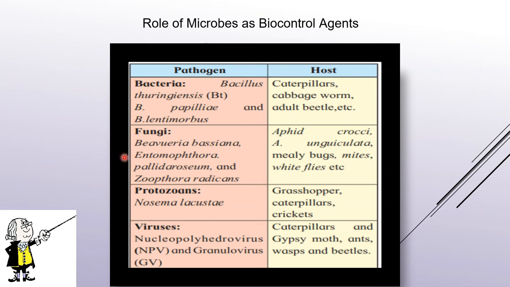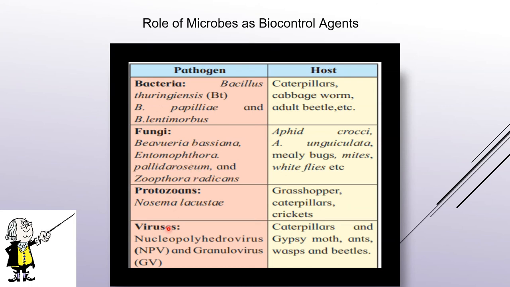What about fungus? The very first name of the fungus, Beauveria bassiana, Entomophthora, Pallidaroceum and Zoopthora radicans, and the host is Aphid crocci, Aphid unguiculata, millibugs, mites, white flies. All these hosts can be killed by this fungus.